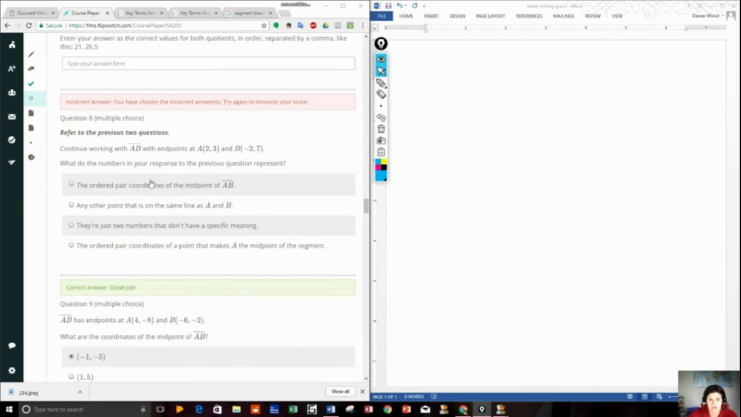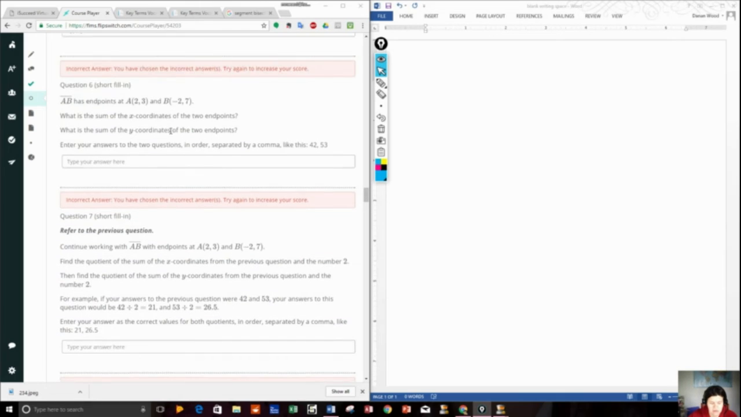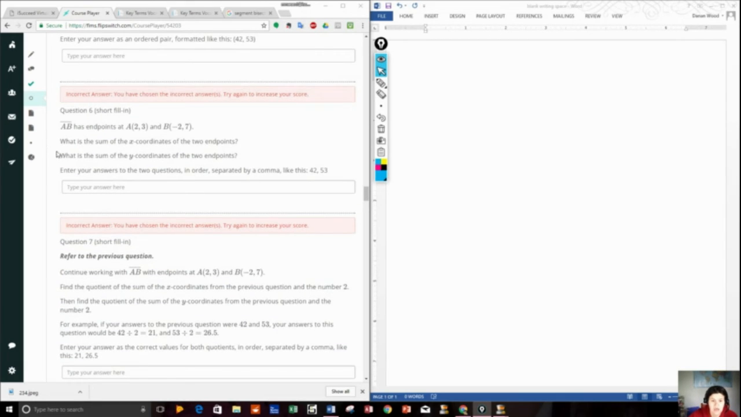And then question 8 refers to the previous 2 questions, so that means I would have to jump here to question 6. And it's asking, what is the sum of the x-coordinates of the 2 endpoints? Okay, well, sum means addition. The x-coordinates are 2 and -2. And then what is the sum of the y-coordinates of the 2 endpoints? Okay, well, sum is addition. So for the x-coordinates, I'm going to do 2 plus -2. That's going to equal 0.